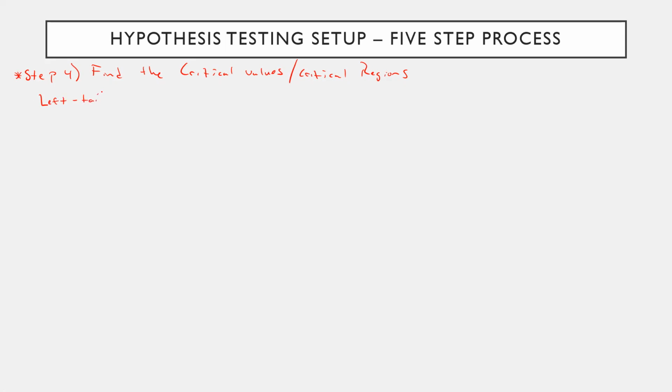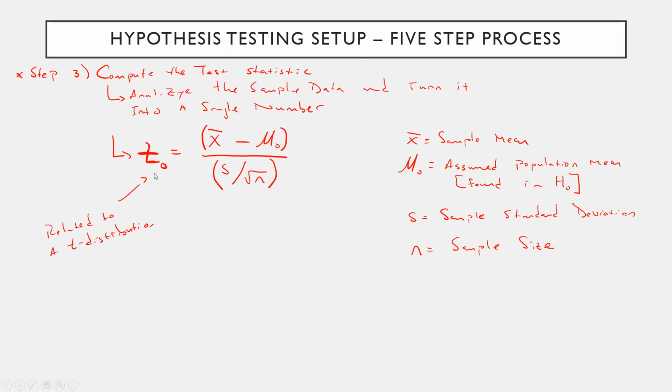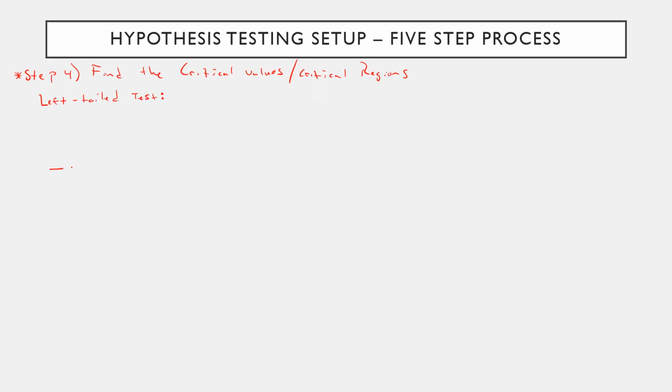So for a left-tailed test, if you look back here, this is a t-distribution. So what you're going to do is draw a t-distribution, which we know looks just like a normal curve, still centered at 0. And you're going to find this value called minus t of alpha. This right here, minus t of alpha, is your critical value.